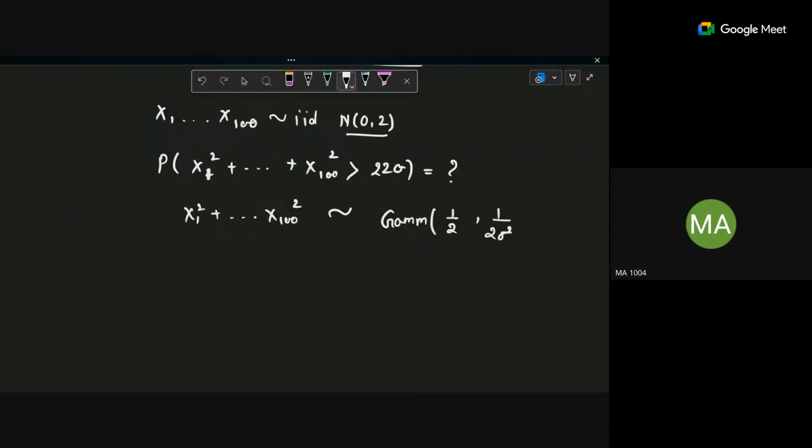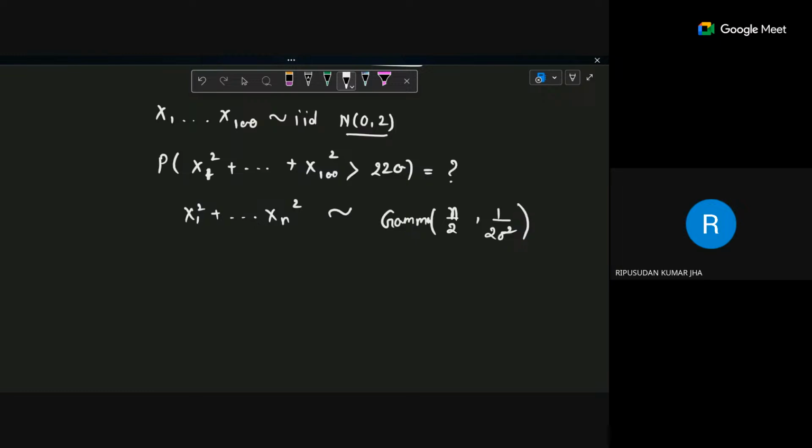Yes, ma'am, it is n by 2. So here your n is nothing but 100. For us, x1 square to x100 square will follow a gamma distribution with alpha 100 by 2 and beta 1 by 2 sigma square. But we do not need this, because in the question they have asked us to use CLT directly.